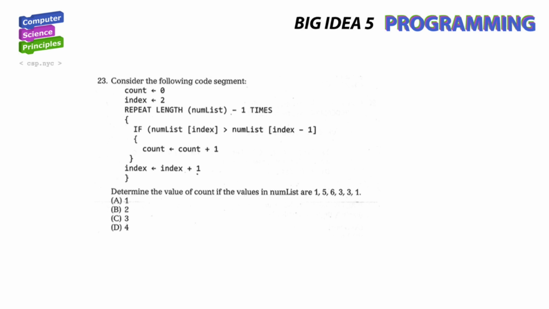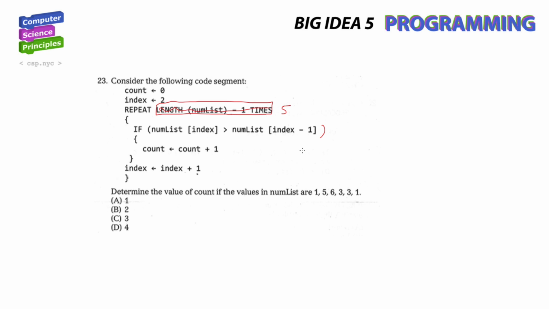Okay, here's 23. In 23, we have a bunch of numbers as well, and we need to check against this list. So the count is given the value of 0, the index is 2, repeat length of numlist minus 1 times. So the length of numlist is 6, minus 1 is 5. So we could think of this as just repeat 5 times.